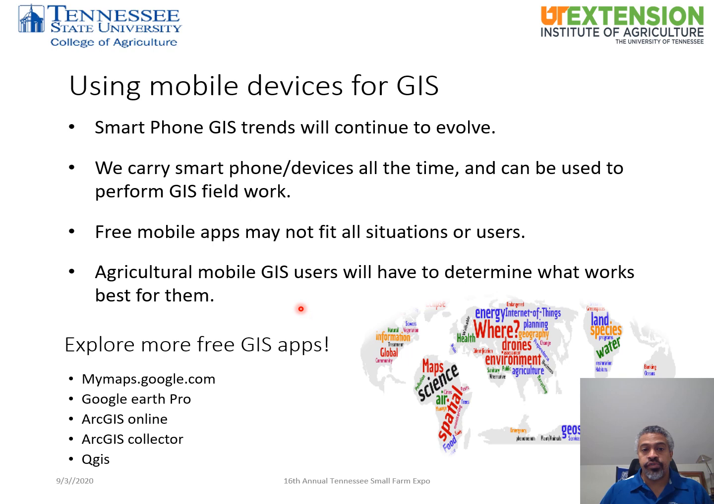So there are lots of uses for the mobile devices. Smartphone GIS trends will continue to evolve, and there'll be other options for you. I've shown you, just quickly talked about ArcGIS Collector, ArcGIS Online, and using Google or My Maps, which you can also import into Google Earth Pro. And you can add other layers in each of these software items. You can add other layers of data as well.